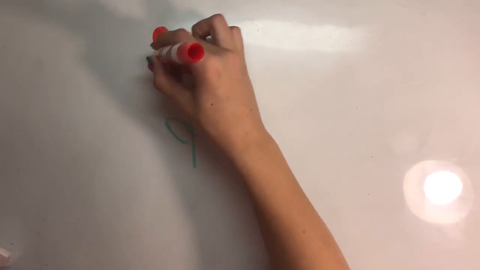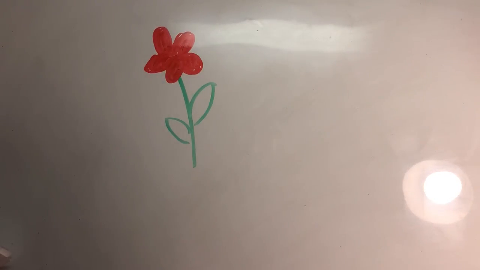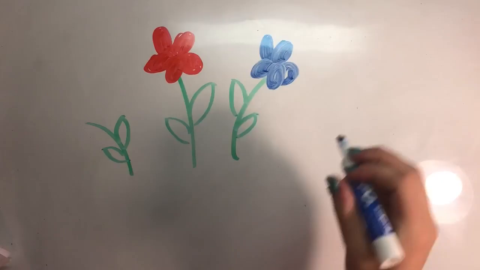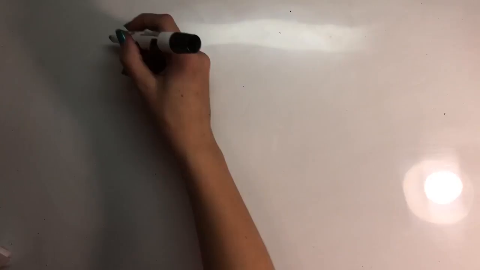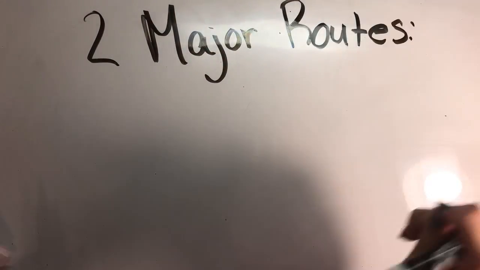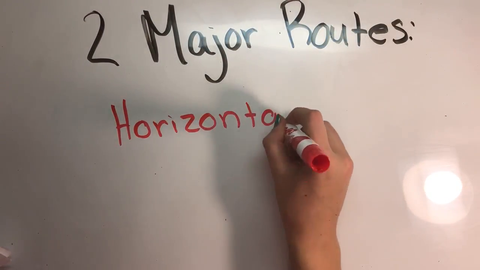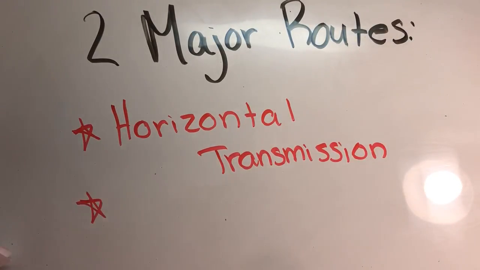Viruses can also appear in plants. Plant viruses have the same basic structure and mode of replication as animal viruses. A major difference is how these viral diseases are spread. They are spread in plants by two major routes, which are horizontal and vertical transmission.